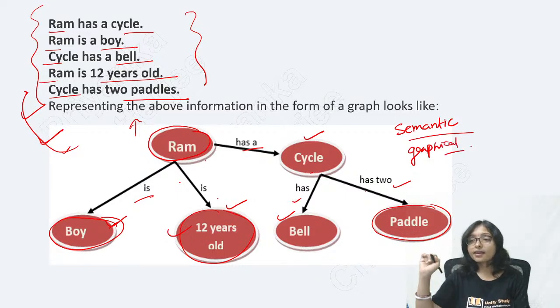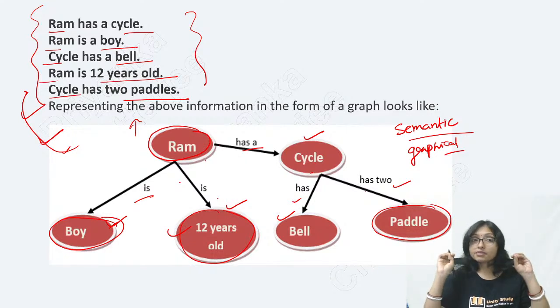Is that clear? Is this clear? This is important. I am telling you, questions are coming from here. They can ask you questions, very important. Is it clear to everyone?